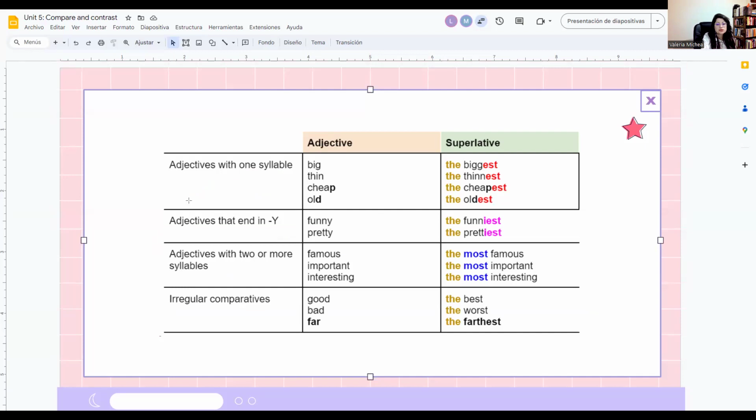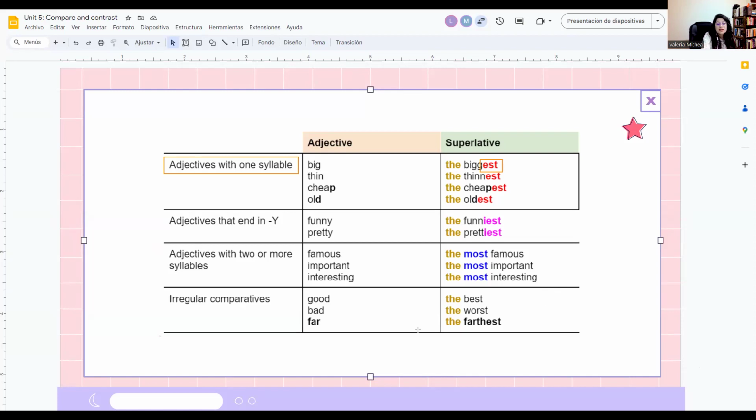Very similarly to comparatives. So we have adjectives with one syllable. We are going to use est at the end. So in the comparative form, we said bigger. My bedroom is bigger than my bathroom. Here I can say that my bedroom is the biggest room I have in my house, for example. Right? So it's the biggest one among the rest. Yeah, so adding est for short adjectives. Big becomes the biggest, thin becomes the thinnest, cheap becomes the cheapest, and old becomes the oldest.